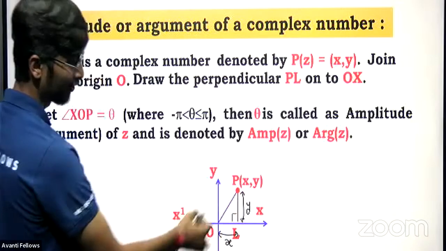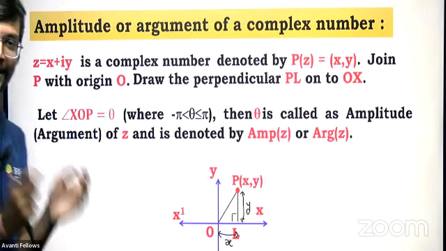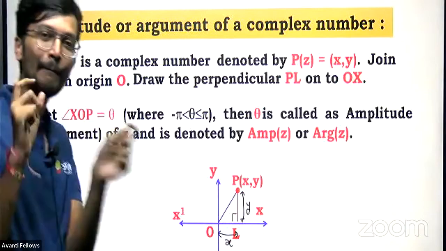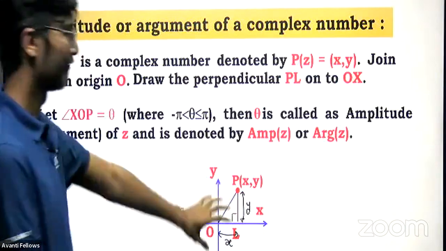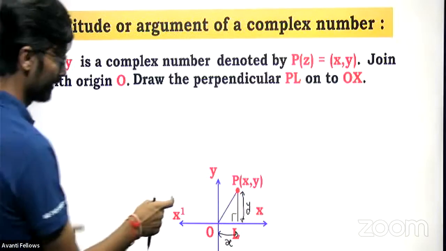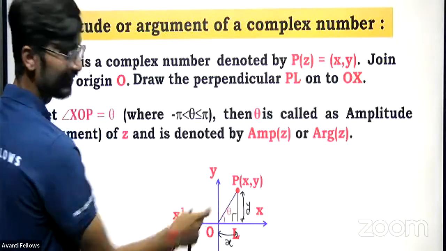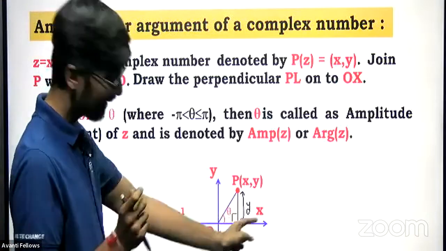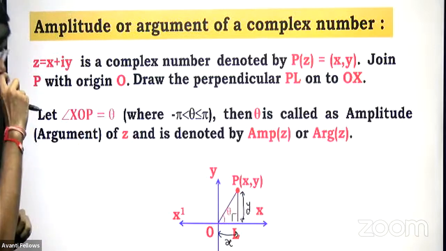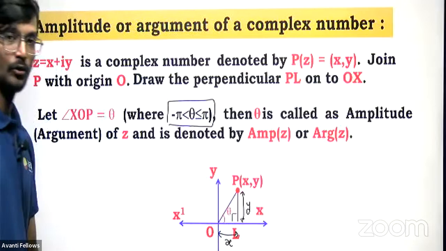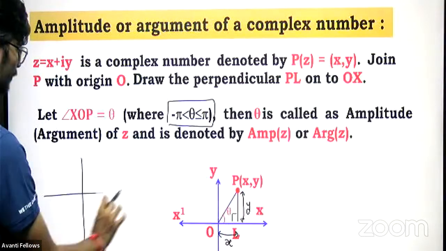Therefore, by Pythagoras, you will get OP equals under root of x square plus y square. So you saw how modulus is something like Pythagoras because it comes by using Pythagoras. And what is theta? Where is theta? Theta is basically this angle, which is the angle made by segment OP with the x-axis. And the range of theta is very important. It is minus pi to pi. What is meant by minus pi to pi?